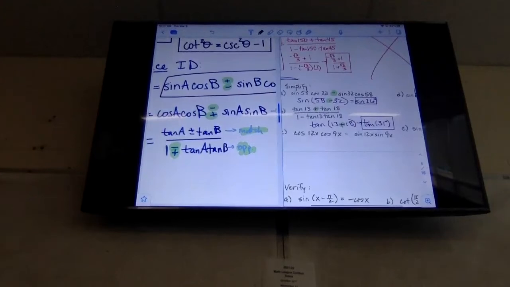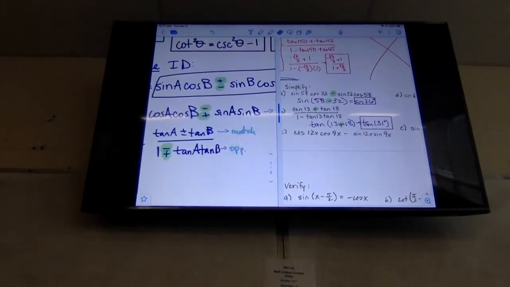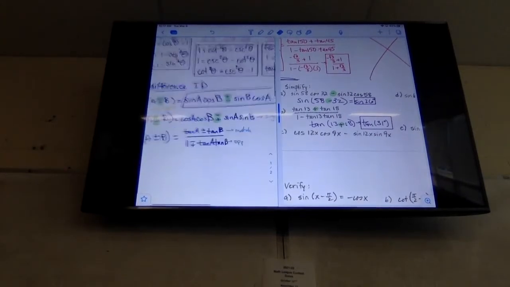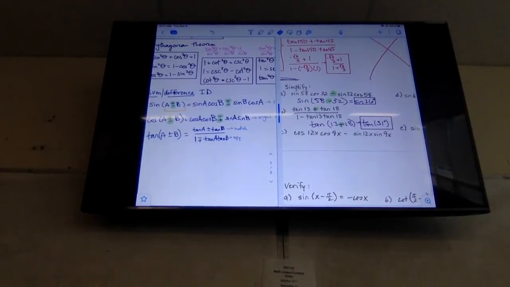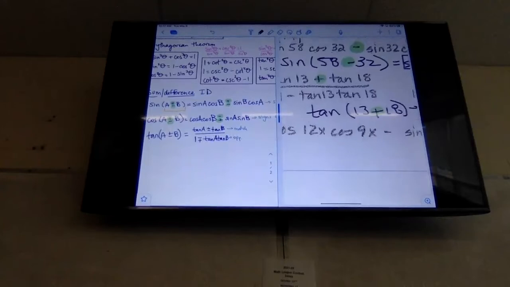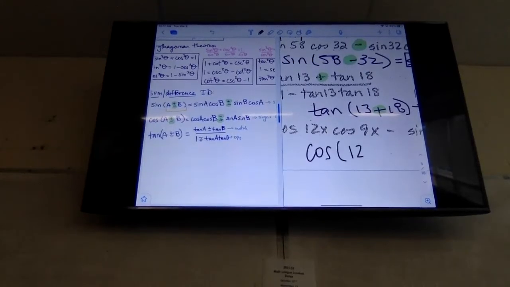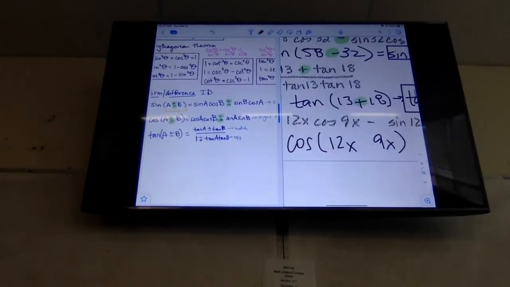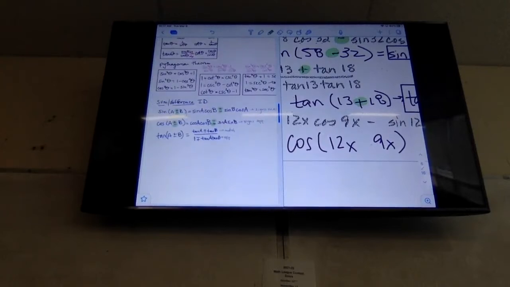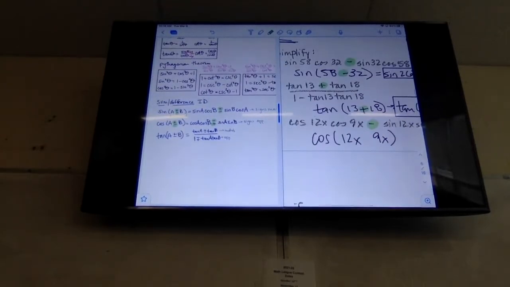Okay. Next one, cosine of 12x times cosine of 9x minus sine of 12x times sine of 9x. What are we thinking? Which one does that look like? The second one, right? Because the cosines go together and then the sines go together. So since the cosines go together and the sines go together, we're going to match cosine. So I'm going to do cosine of 12x and 9x. But I got to figure out, am I adding or subtracting those two? Remember that in cosine, they are opposite. So we're going to do a plus. Very good.